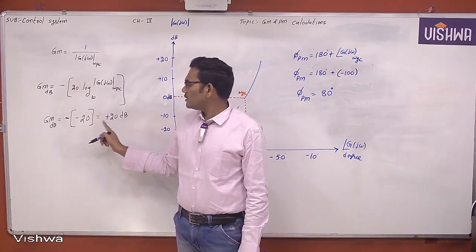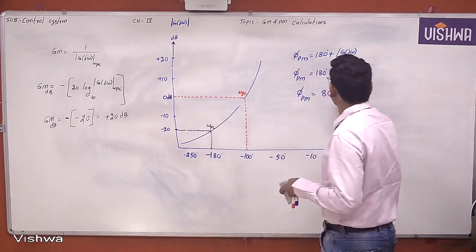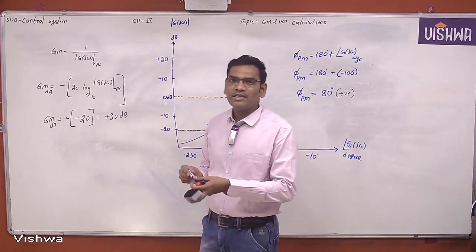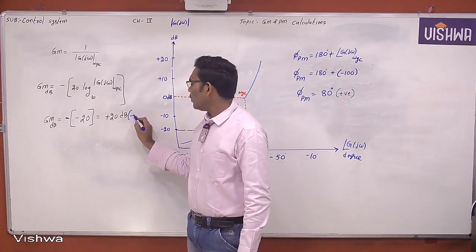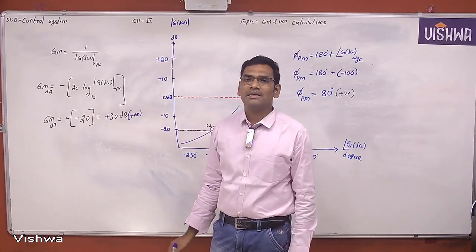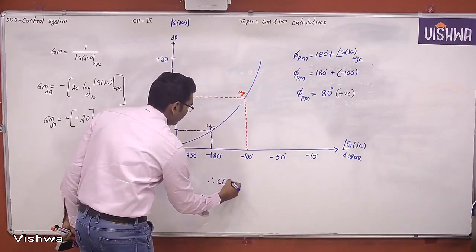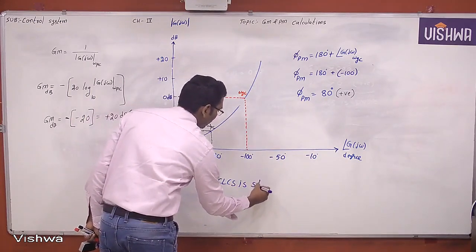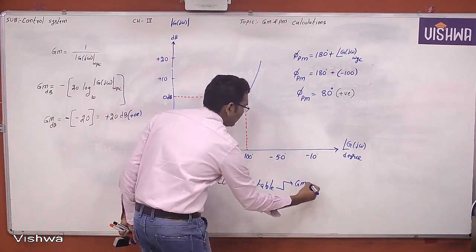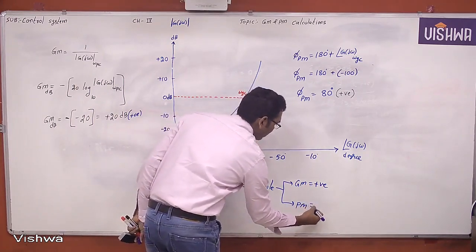So the gain margin is equal to plus 20 dB and the phase margin is equal to 80 degrees. Both are positive values. Therefore, the closed loop control system is stable. Finally, what is the conclusion? Gain margin is positive, phase margin is positive. Therefore, the closed loop control system is stable.